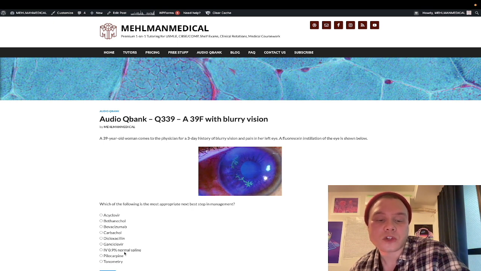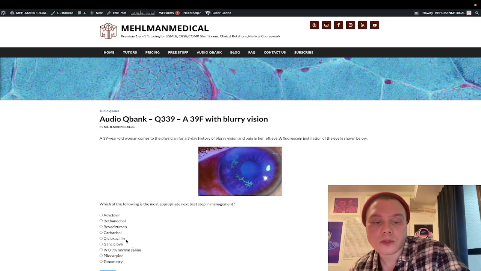That's a lengthy discussion. Ganciclovir, wrong answer. This is for CMV, okay? So CMV retinitis. If they told you, for example, an IV drug user, HIV, okay, CD4 count under 200 especially, you can think of CMV causing retinitis, which would be blurry vision in an AIDS patient. That's when you would give ganciclovir, all right?